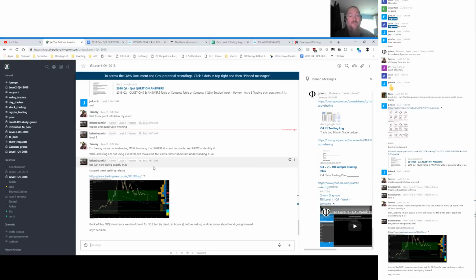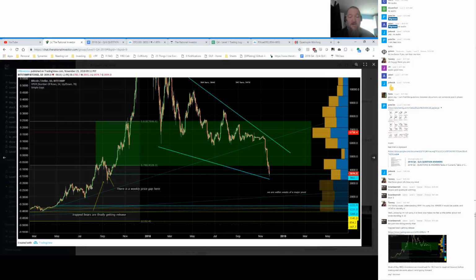There we go. So Brian has a good example here of BTC doing that right now. There were some trapped bears from previous wicks. Let me bring up his chart here. So we had this previous tail down here. I said wick, but I meant tail. We had these previous tails down here, and we've got to come in and release some of these bear positions, right?